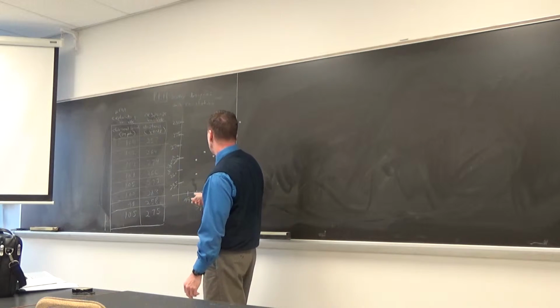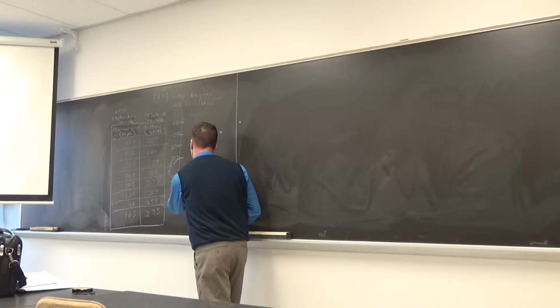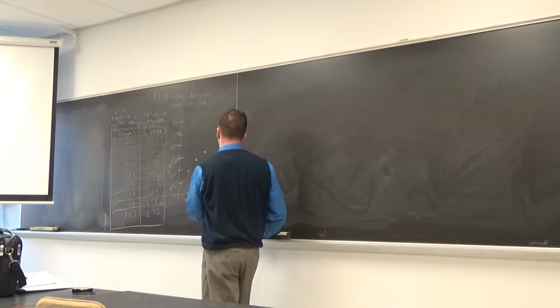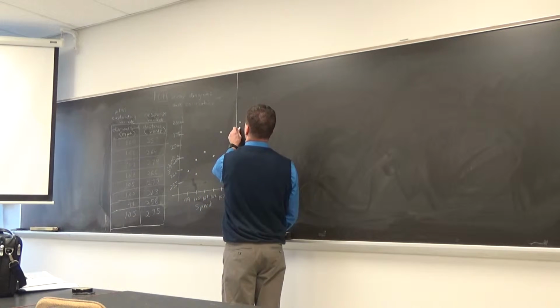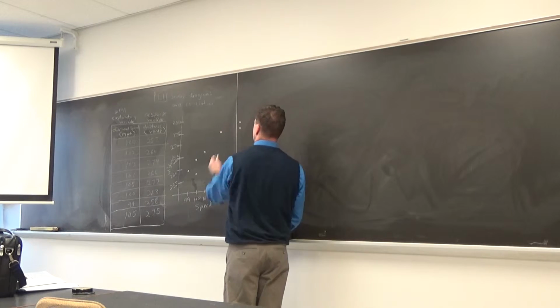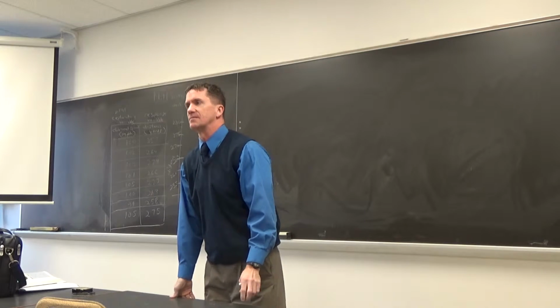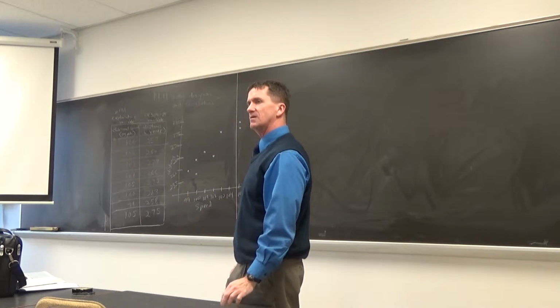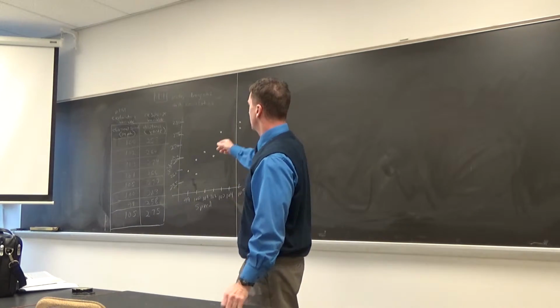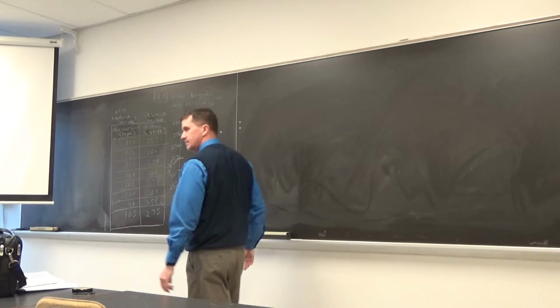I got two more, 99, 258. It's about right there. And 105, 275. All right, that's about right there. Just estimating. Making all these dots. I try to make my dots big so everyone can see them. Does that work? Scatter plot. Scatter diagram. Boom.